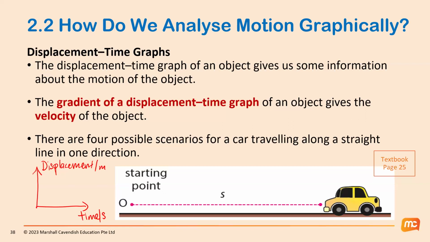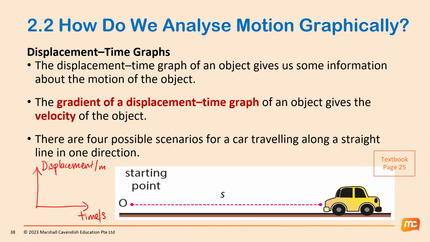And then you need to understand that every time when we are analyzing a graph, other than just analyzing what is the y-axis and what is the x-axis, very, very often we look at the gradient of the graph. The gradient of a displacement time graph is the change in displacement divided by time, y divided by x. So it's actually displacement divided by time. So the gradient of a displacement time graph gives the velocity of the object. And gradient, you can also think of it as the slope of the graph. How steep or how gentle is that slope?